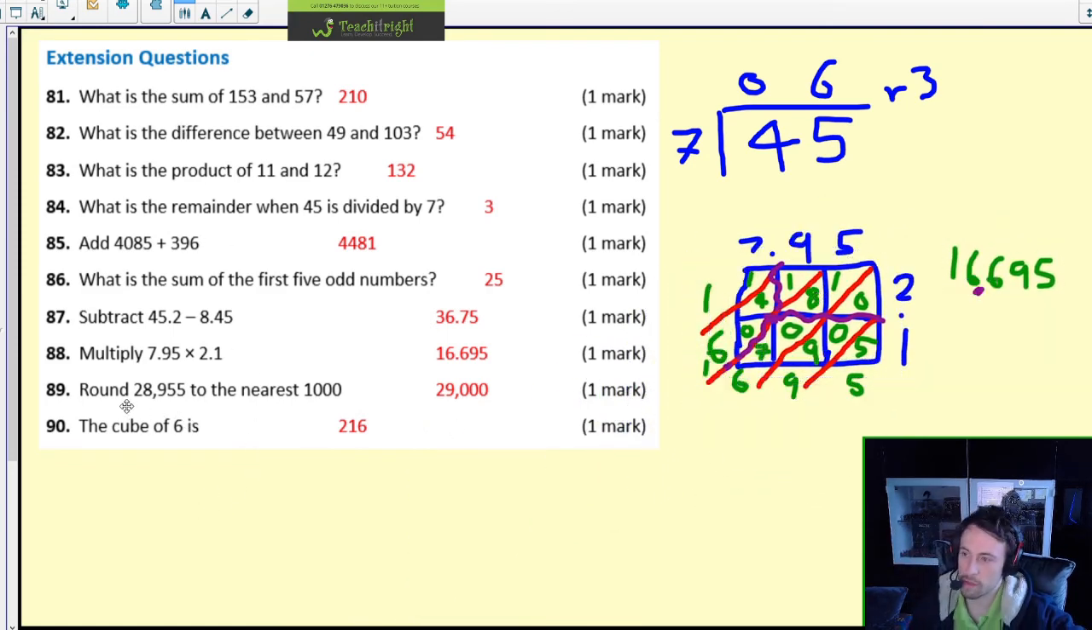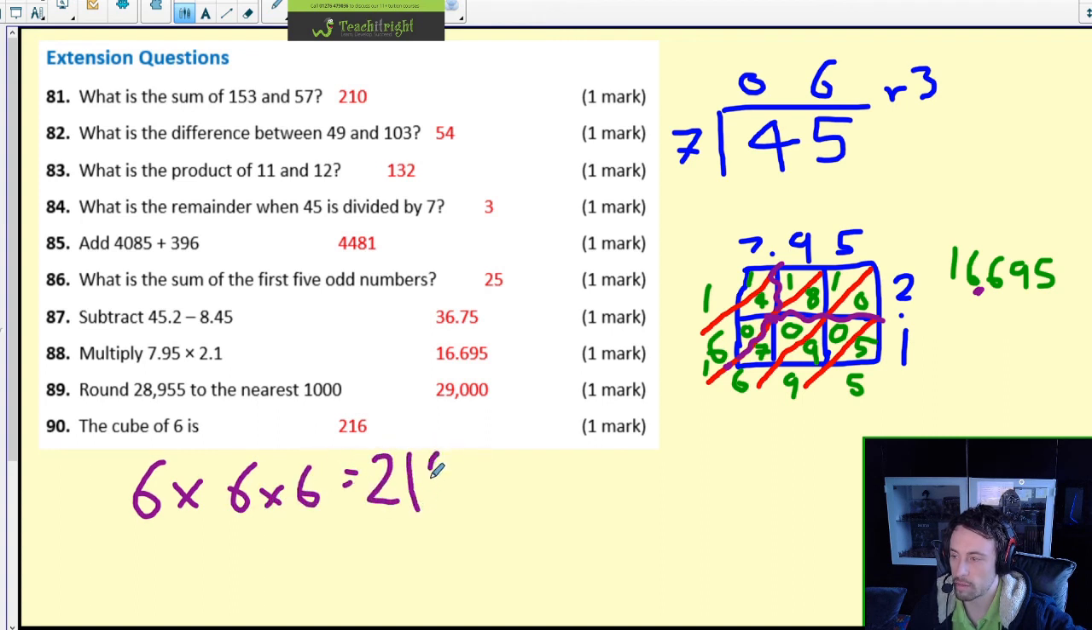Round to the nearest thousand, that's 29,000. And the cube of 6 is 6 times 6 times 6, which equals 216 for question 90.